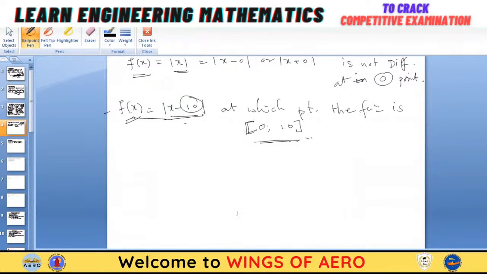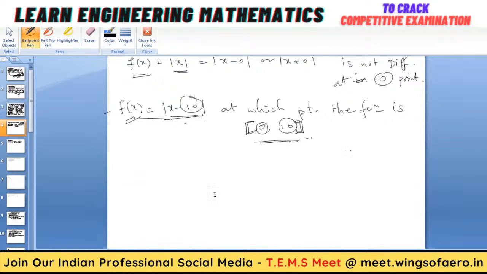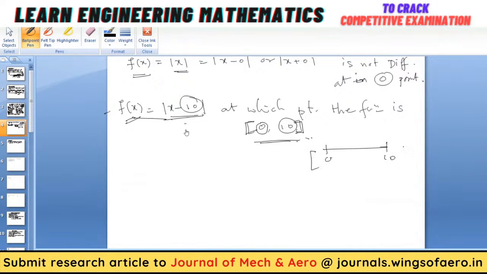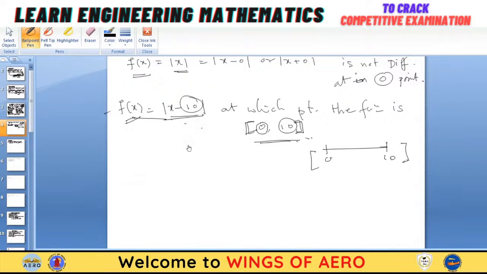Look, this interval is a closed interval. So closed interval means both the 0 point and the 10 point are included in this interval. Okay, that is, 0 and 10, everything is included. I am talking about this interval. So remember that if these kinds of questions occur, then first of all you need to find out at which point the function is not differentiable.